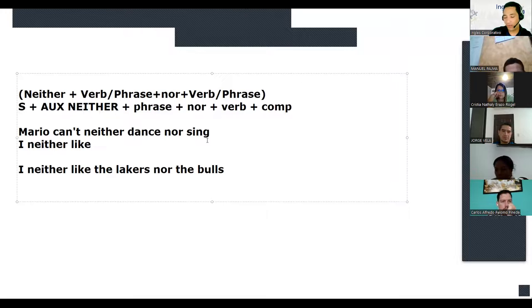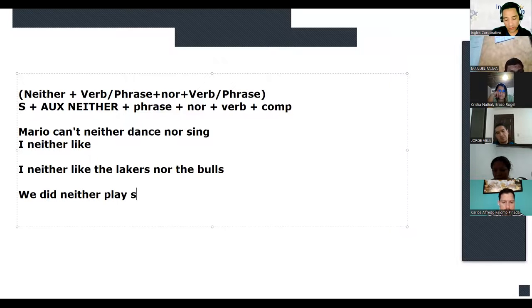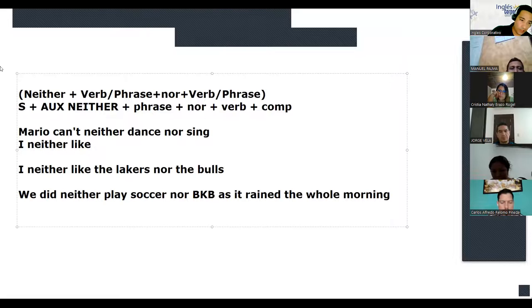Let's see another example using this grammar. Let's use a different context. We did neither play soccer nor basketball, as it rained the whole morning. This is an example. We did neither.